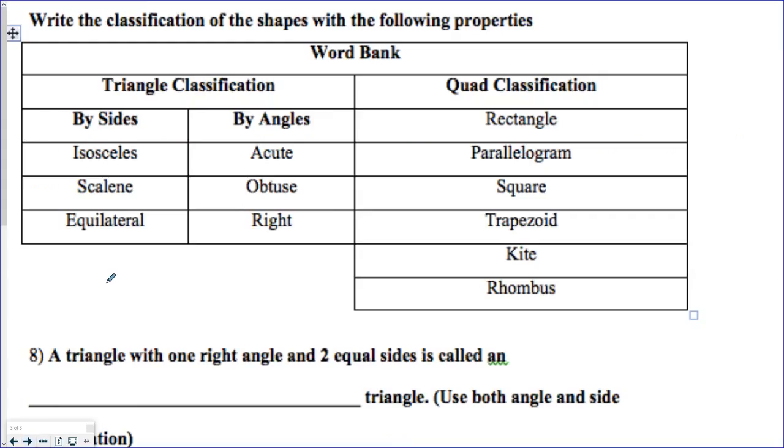The last one goes back into geometry a little bit with a little bit of vocabulary. So we have possible triangle classifications here and possible quad classifications here. And we want to figure out which one best fits each sentence.